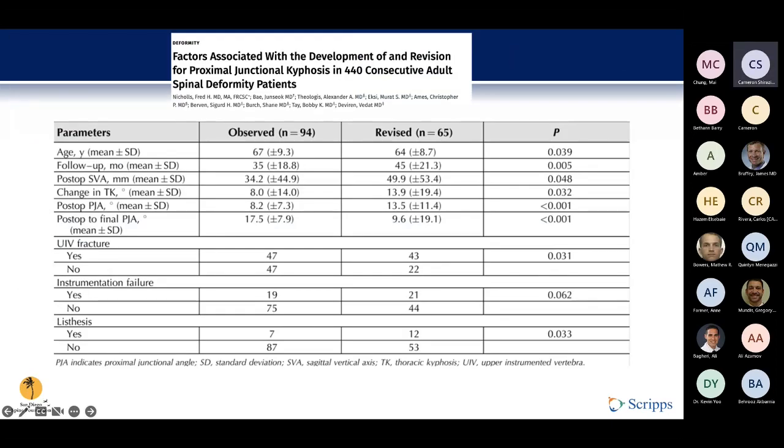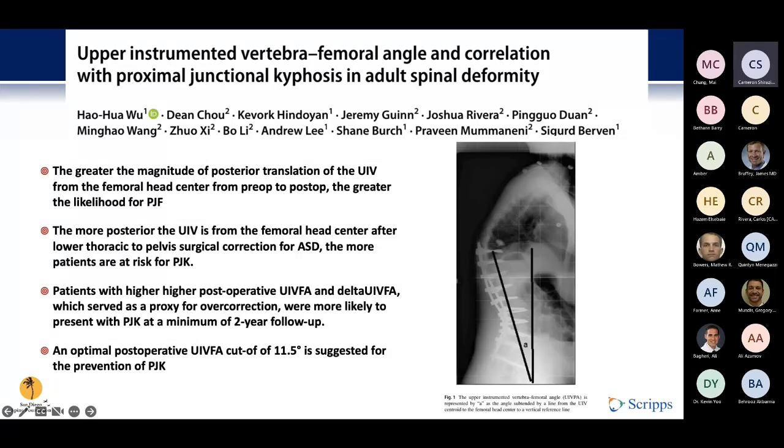And so here is just another table that's looking at factors associated with development of and revision for proximal junctional kyphosis. This is their observed group here. This is their revised group here. And being able to see, it's just another table going through a lot of those same risk factors that we've talked about previously, and showing a lot of the same findings that we saw.